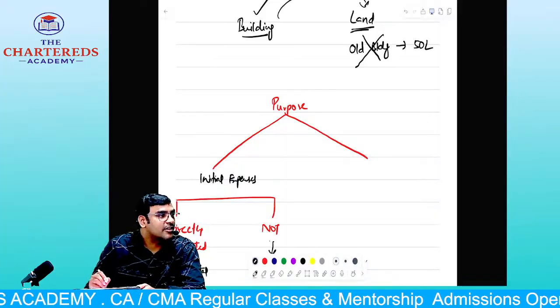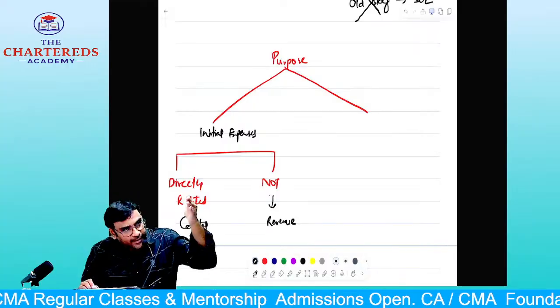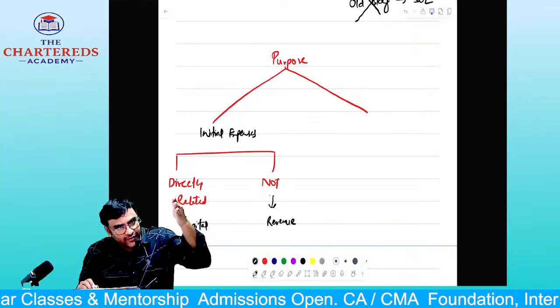All these expenses are called as which expense? Initial. At the time of purchase, at the time of construction, at the time of etc.